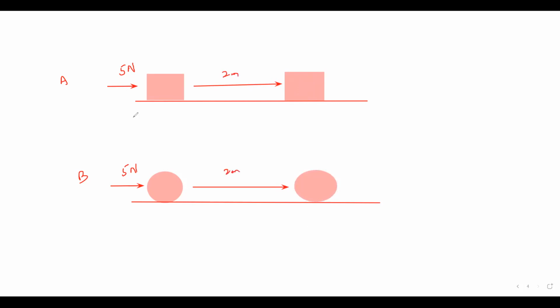So when we compare the work done, what is the work done by A? The work done will be equal to 5 multiplied by 2, that is 10 joules. What is the work done by B? So 5 multiplied by 2, that is also 10 joules. So both students have the same work done. But if I say student A was taking 10 seconds and student B was taking say 4 seconds.